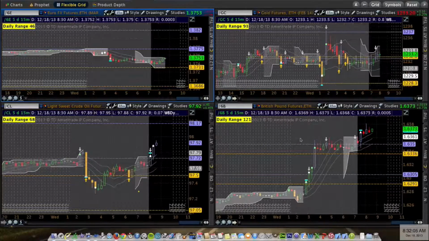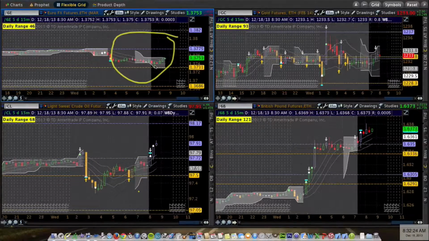A couple things I want to point out. Absolutely nothing going on in the euro. We're in the middle of basically the house. We're above the floor and below the ceiling, and we're also in a cloud. So there's nothing to do on this one, and it immediately gets eliminated. Same with gold. Gold's in a cloud, so we don't want to do anything about that.